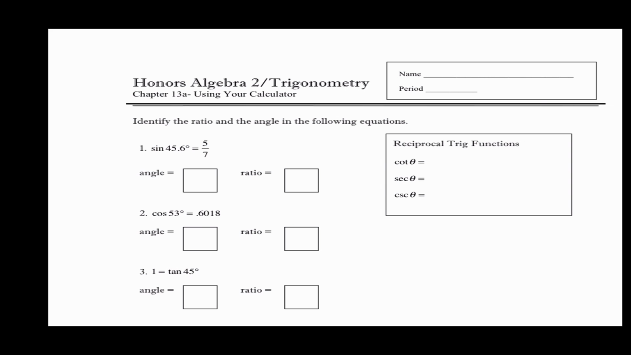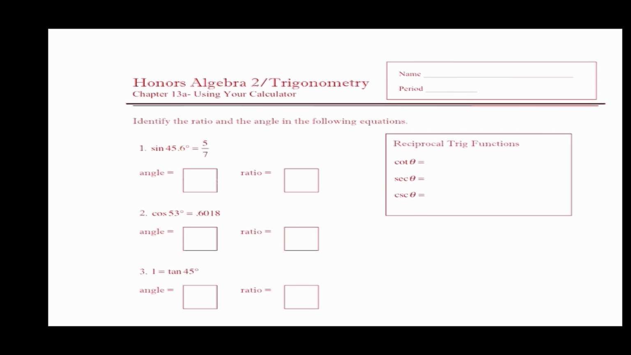Some of you might have been thinking, of course this is the angle, 45.6 degrees, because it says degrees. But we know that an angle could also be in radians. So the important part is that it is connected to the trig function. The trig function is then set equal to what we call our ratio. So that would be 5 over 7.